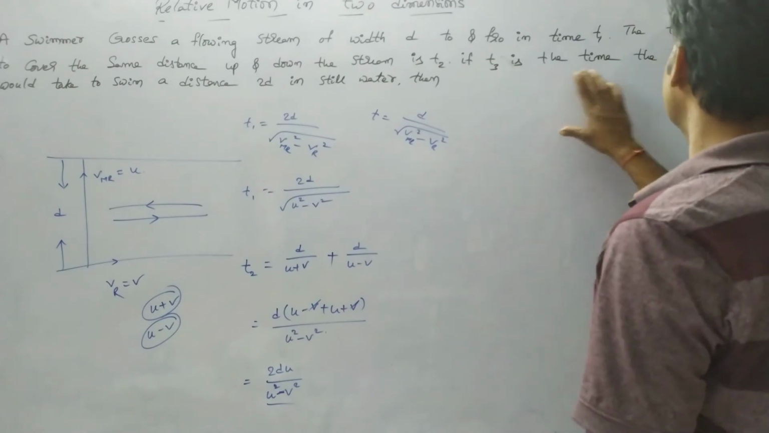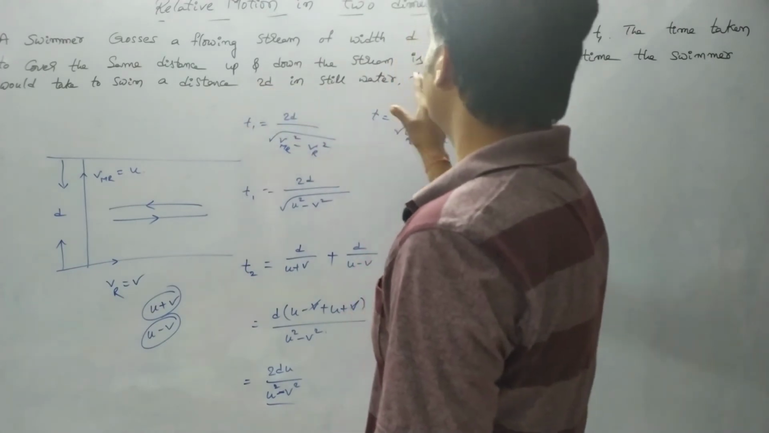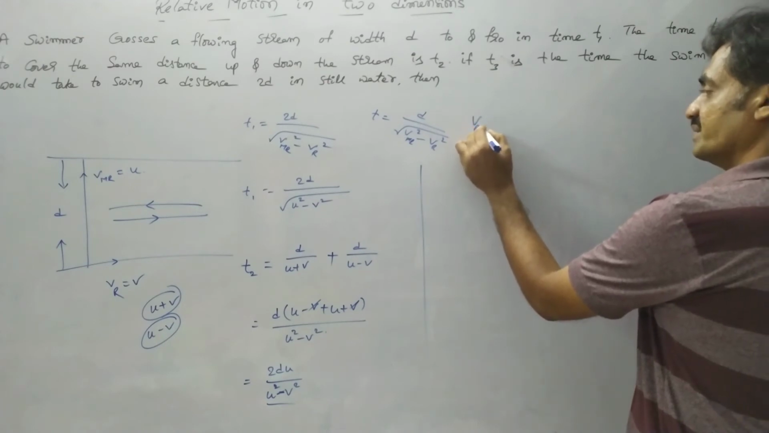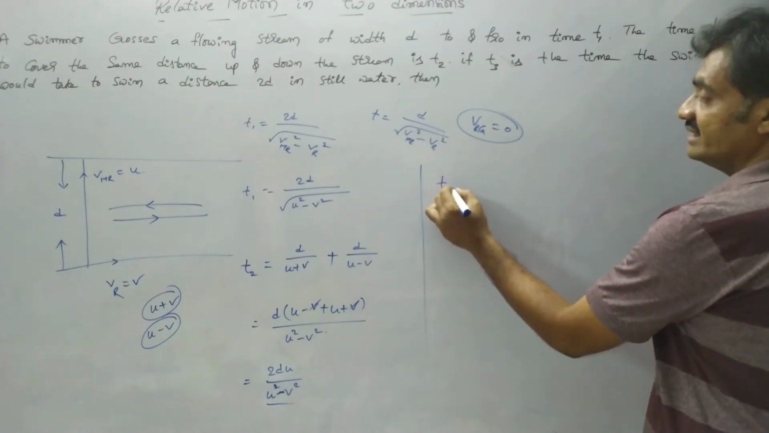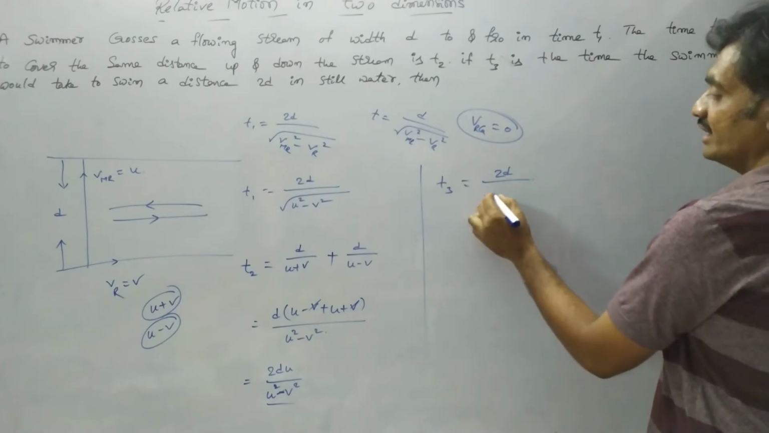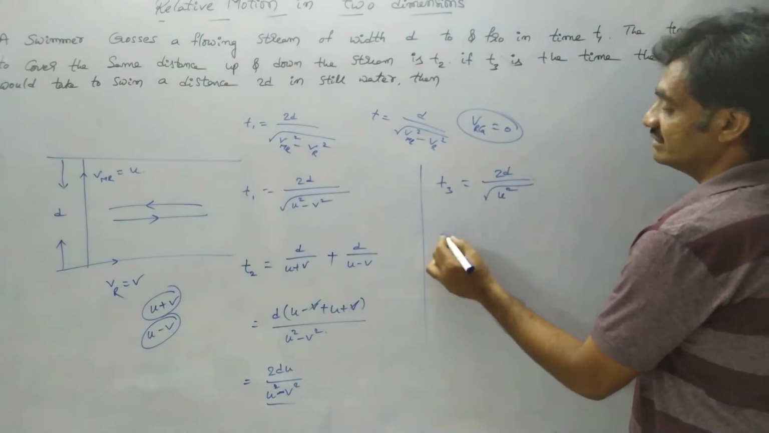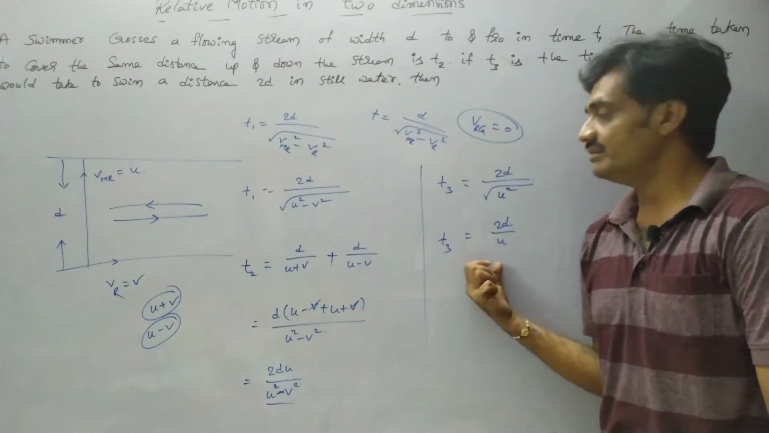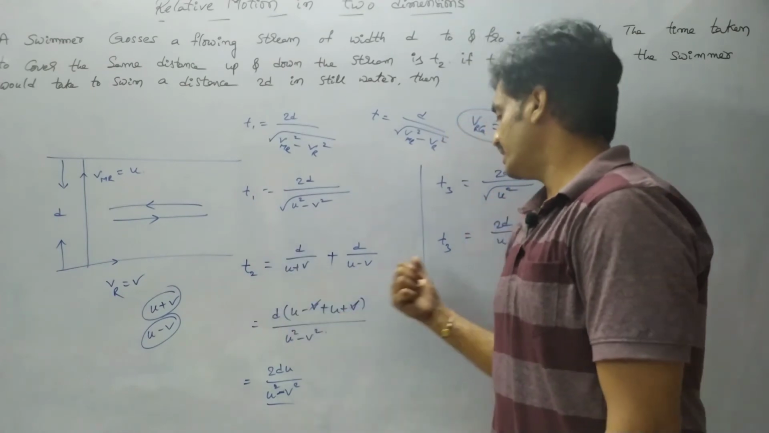Now observe that if t is the time taken by the swimmer to swim a distance of 2d in still water, when the person is in still water, we consider the velocity of the river with respect to ground as equal to 0. Then time T3 is given as distance 2d by the velocity of the man with respect to river, u. So here we get T3 equals 2d by u.